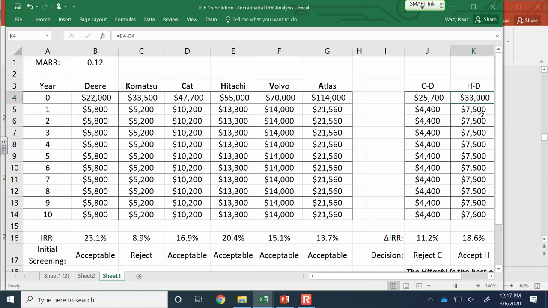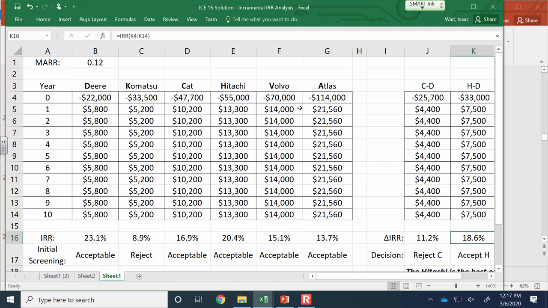And the reason why it's justified is that every year you're going to get $7,500 in additional revenue because you have that more expensive, somehow more capable equipment. And the rate of return, when you compare the added revenue and the added cost that it takes to get that revenue, is 18.6%, greater than the minimum. So then, in addition to calculating this, we also have to ask, what's the interpretation? So the interpretation is we now accept the Hitachi. So our best alternative right now is Hitachi. The second best alternative is Deere.